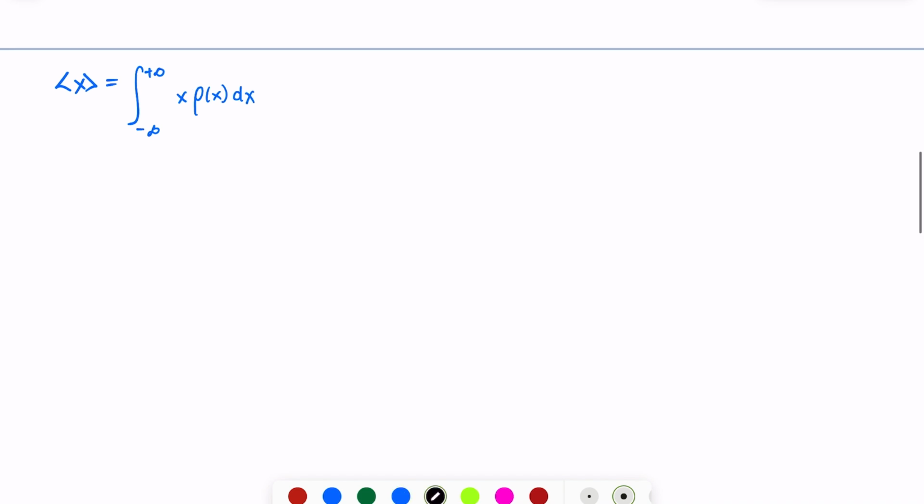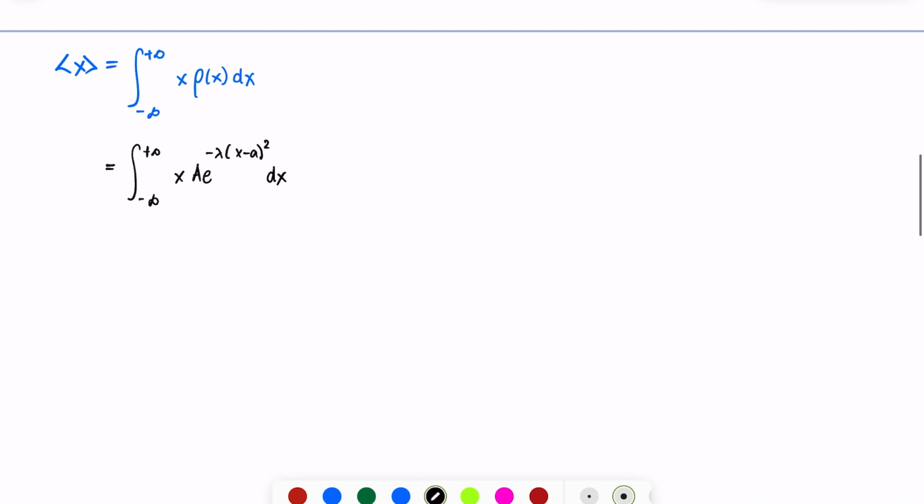So if we're looking for the expectancy value, we have negative infinity to positive infinity x, and we knew earlier that our rho of x is just a e to the negative lambda x minus a quantity squared dx. So we're going to evaluate this integral, but then again, the same as what we did earlier. I'm just going to write it here again.